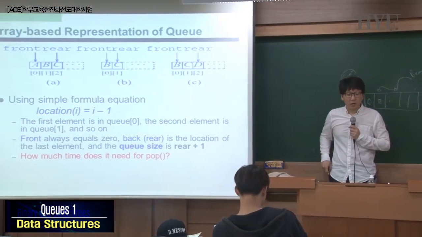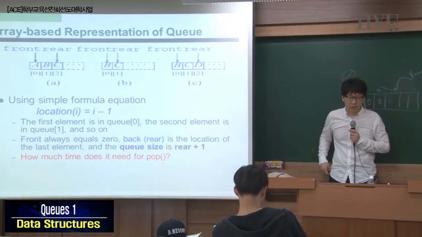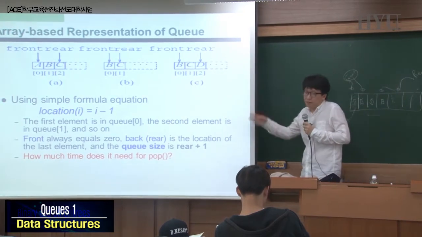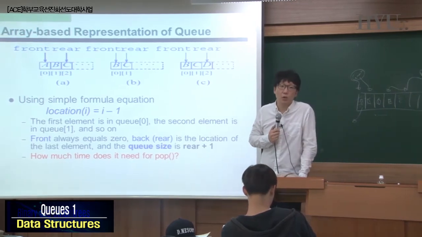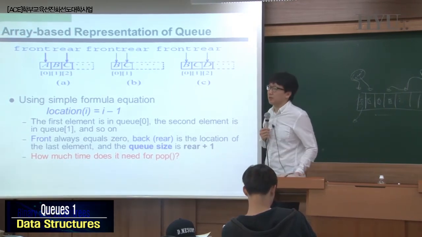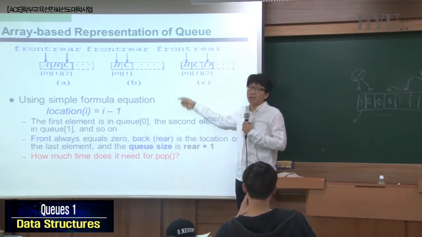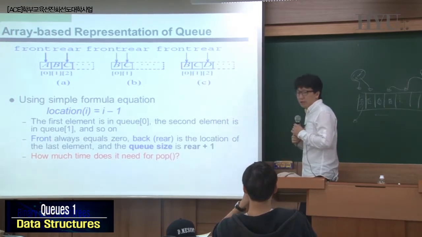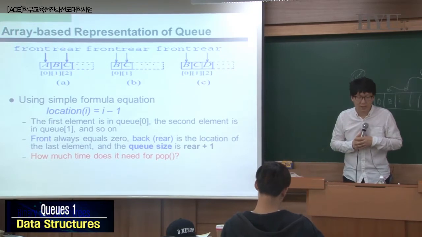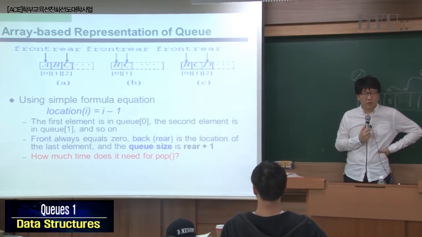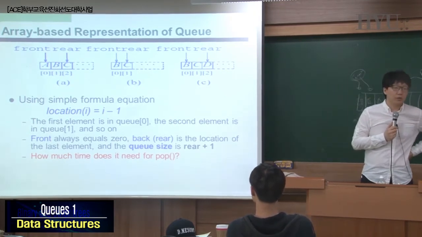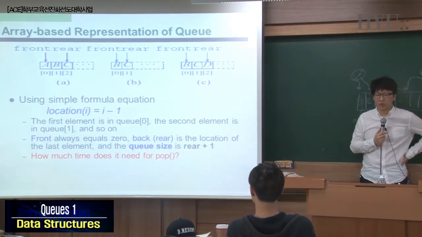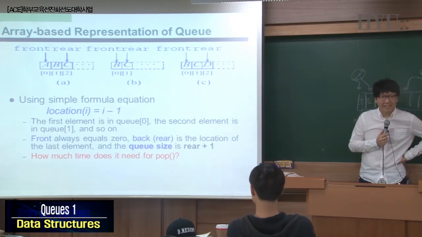So using a simple formula, location i is i minus 1, obviously, right? I'd like to find the first element, 1 minus 1, 0. That's where my first element is in my array, right? Location 0. This simple equation we saw many times. The first element in the queue is 0, the second element is 1, and so on. Front is always equal to 0. Rear is the back side, the location of the last element.